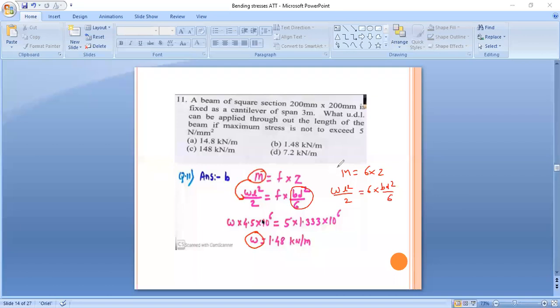Yes, please calculate and tell me. 200 into 200 square divided by 6 is 1.33 into 10 raised to 6, and maximum stress should not exceed 5. So W is equal to 5 into 1.33 into 10 raised to 6 divided by 4.5 into 10 raised to 6. So you got W equal to 1.48 kilonewton per meter. So option B is the correct answer.